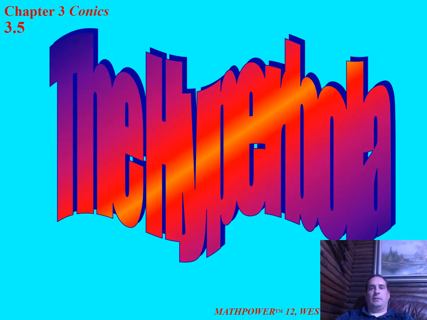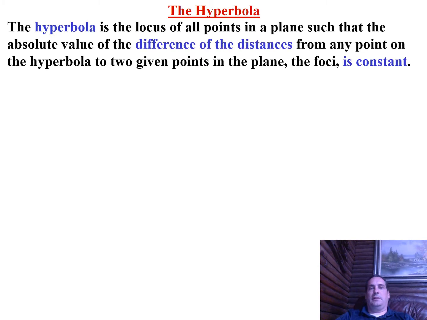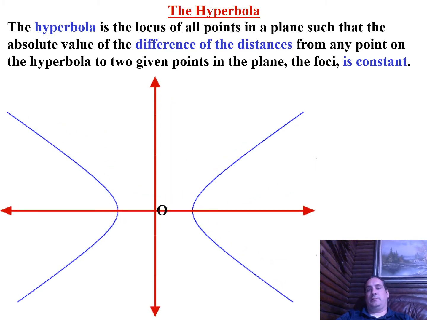Alright, today we're going to be looking at a hyperbola. Now, the hyperbola is the locus of all points in a plane such that the absolute value of the difference of the distances from any point in the hyperbola to the two given points in the plane, the foci, is constant. Alright, so if we look at this, where the O is, that's the center.